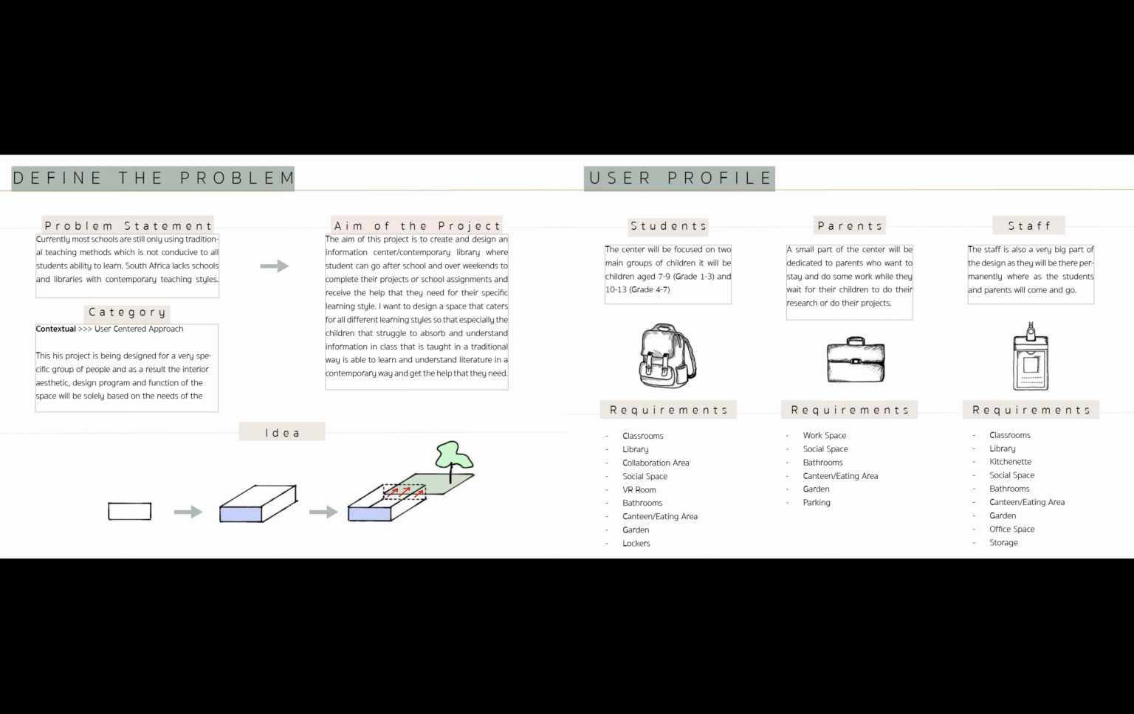And the category of the project is contextual, and it's a user-centered approach, as this is specifically designed for the students. So for the user profile, the people that will actually use the building would be students, their parents, and the staff members who work there. So for the students, I will be focusing mainly on the students from grade 1 to 3, and then from grade 4 to 7. So students from age 7 to 13.